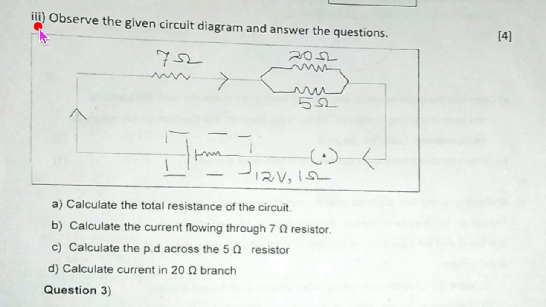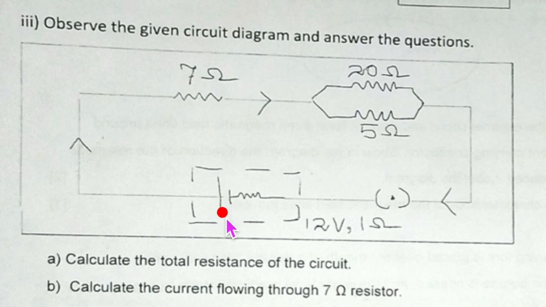Now we come to question 2, third part. We have a circuit diagram here. And you will see there is a cell with its internal resistance. It is shown with a box here with a dashed line, 12 volt and 1 ohm. So this becomes the EMF, this becomes the internal resistance here. We have 4 subparts here for this question.